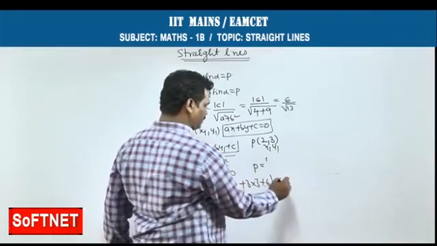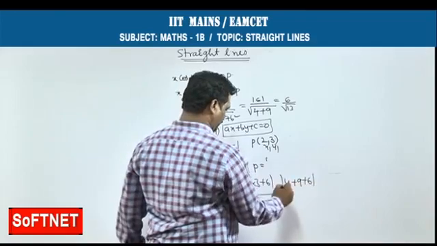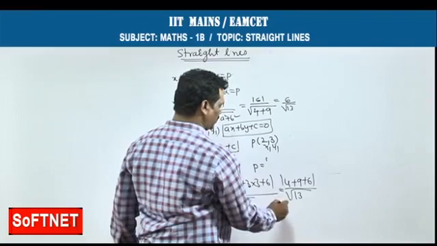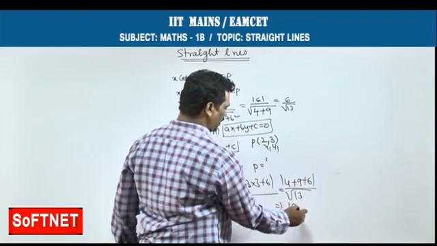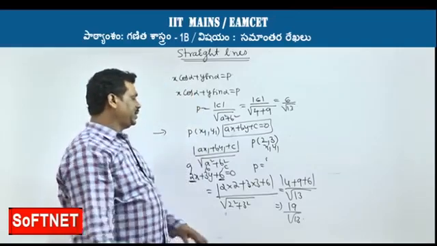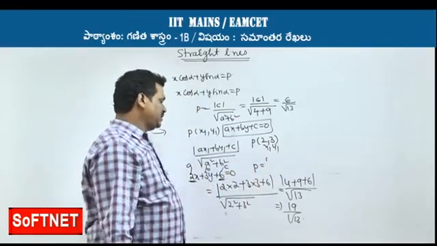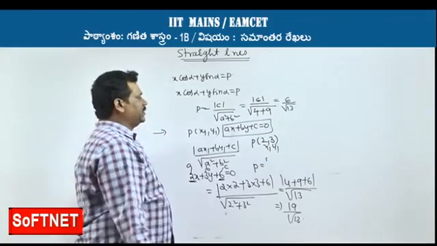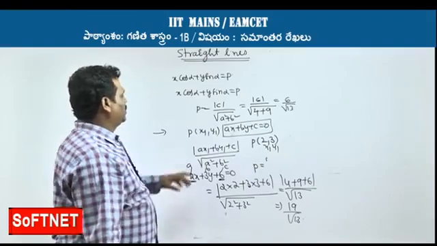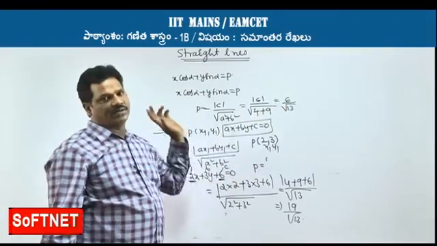2 times 2 is 4, plus 3 times 3 is 9, plus 6, divided by root of 4 plus 9, which is 13. 13 plus 6 is 19, so 19 by root 13. So here the perpendicular distance from the point (2, 3) to the line 2x plus 3y plus 6 equal to 0 is 19 by root 13, and the perpendicular distance from the origin to the straight line 2x plus 3y plus 6 equal to 0 is 6 by root 13.